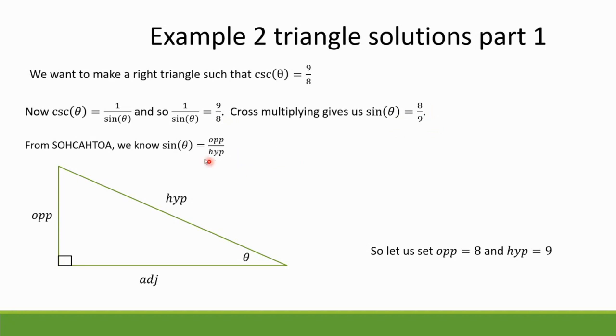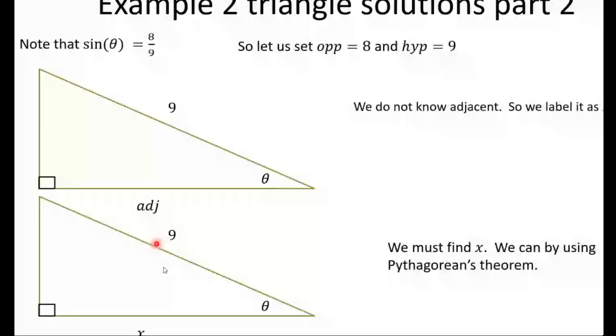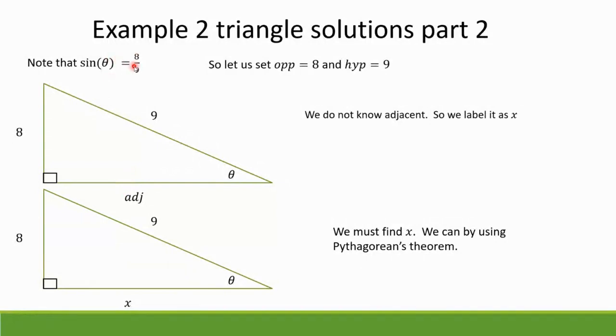But again, all we care about is having a right triangle where this is true. If we set the opposite to be 8 and the hypotenuse to be 9, then we have a right triangle where this holds. So that's what we're going to do here. We have sine of theta is 8/9, so we're setting the opposite to be 8 and the hypotenuse to be 9. Now we have a right triangle where this is true.